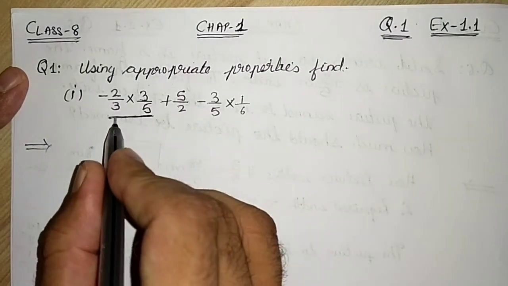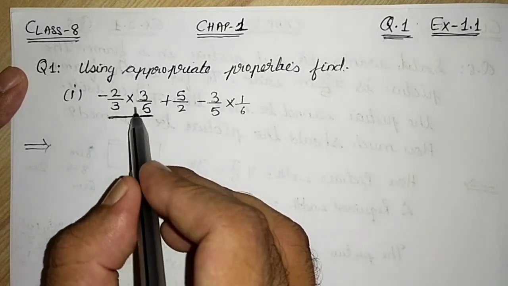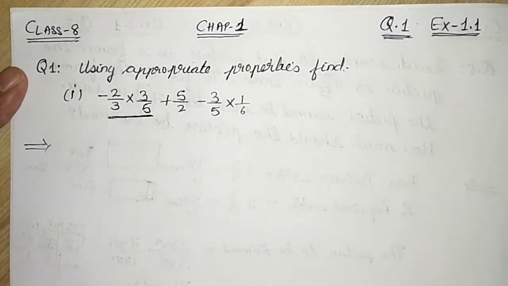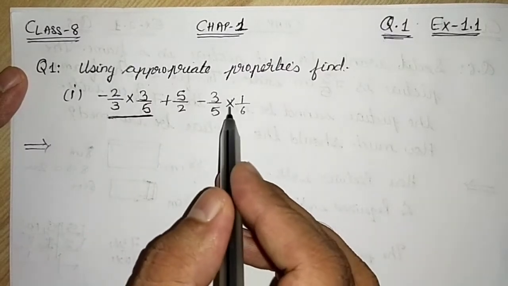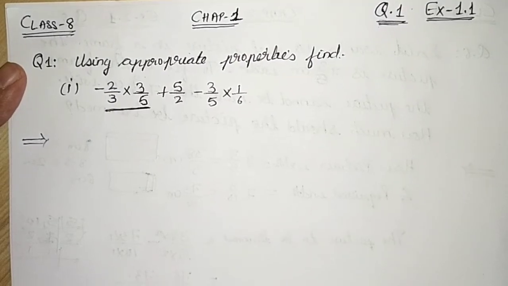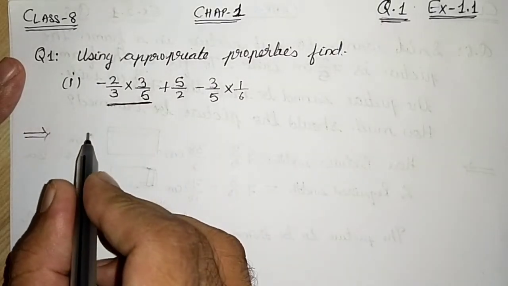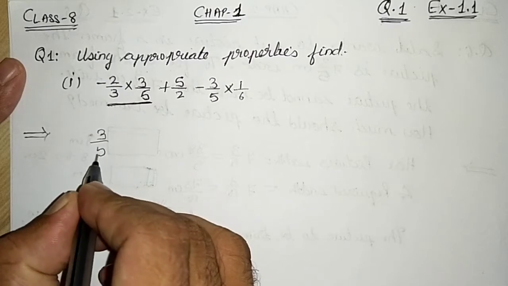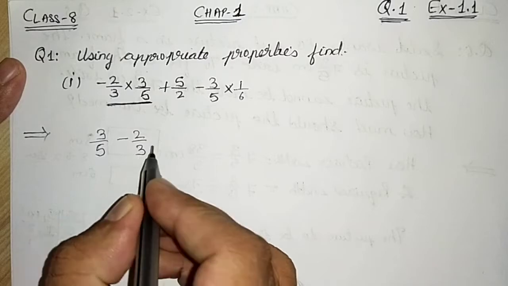See students, in this question you can see 3 divided by 5 is repeated, but here 3 divided by 5 is in second position, and here in this multiplication 3 divided by 5 is in first position. So you know commutativity very well, that I am going to use here. I will take 3 divided by 5 in first position and then move minus 2 by 3 to second position.